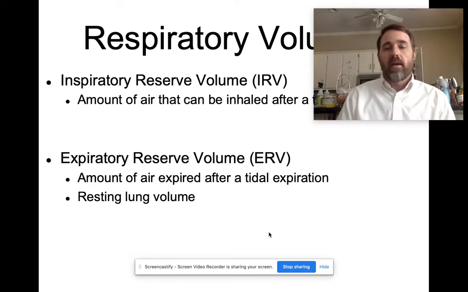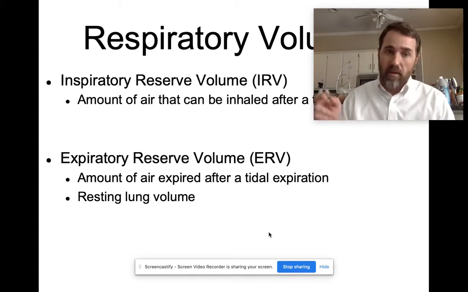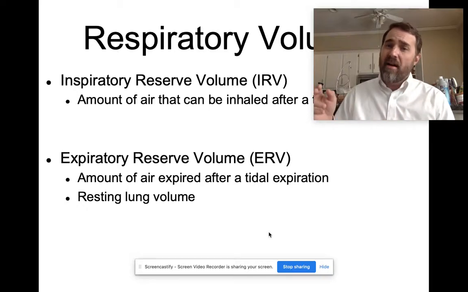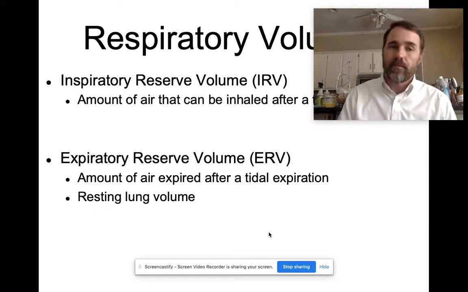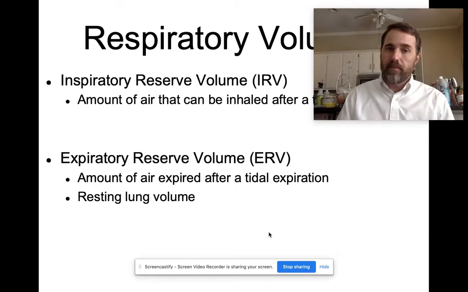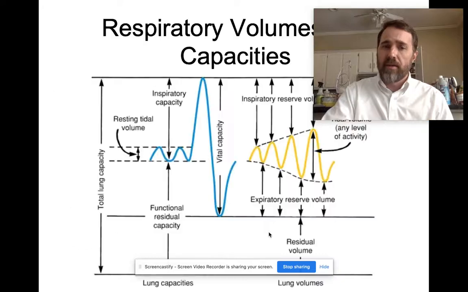Similarly, if I'm sitting here quietly breathing and I push out a normal tidal expiration, if I want to keep pushing air out of my lungs and keep talking, I can. The amount of air that I have left in my lungs that I can expire after a tidal expiration is your expiratory reserve volume. So tidal volume, residual volume, inspiratory reserve volume, and expiratory reserve volume.